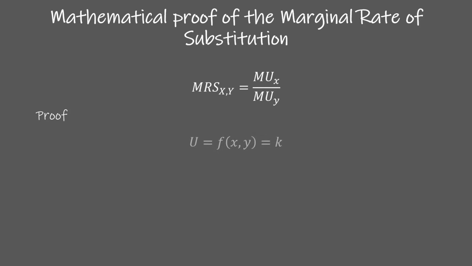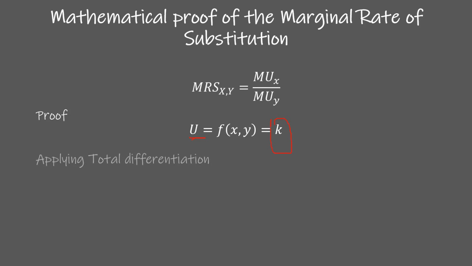Now we have the proof. We have our U, which is utility, equal to a function of X and Y, equals K. So K here in the equation means that while substituting X for Y, it must remain at the same level of satisfaction, right? That's the meaning of what we have as K here.